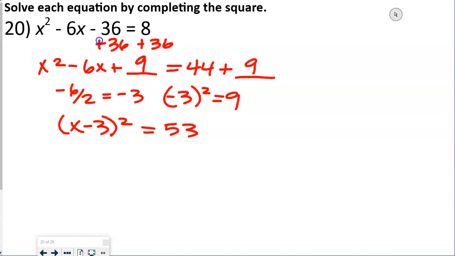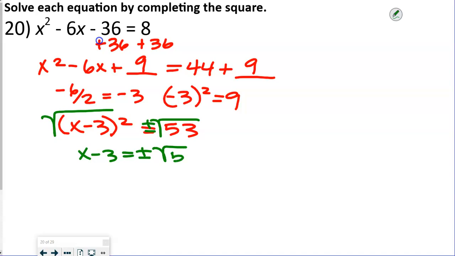So here again, we're going to take our square root of both sides. So this is x minus 3 equals plus or minus the square root of 53. There are no perfect squares that are factors of 53, so x equals, add 3 to both sides. So that is our answer.